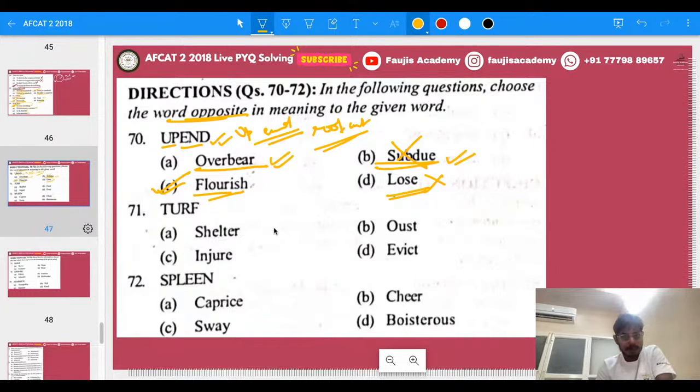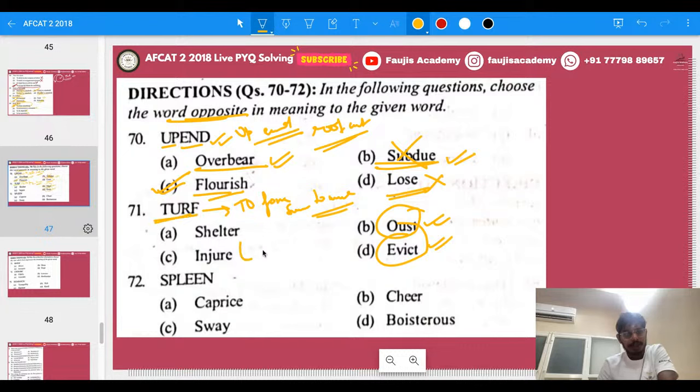Turf. The meaning of turf is to force someone to move. Oust. Evict. Oust and evict, these are the similar meaning of this turf. Injure comes from injury. So 71, the answer will be shelter, the opposite of that.